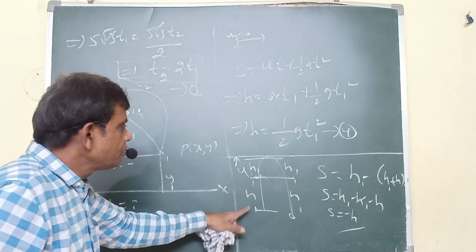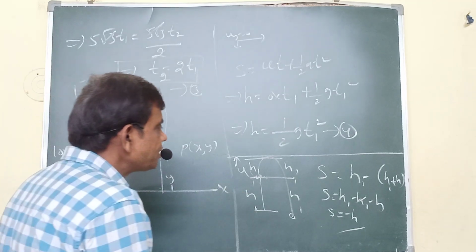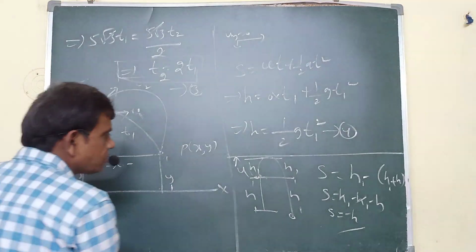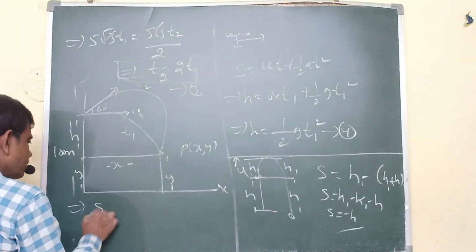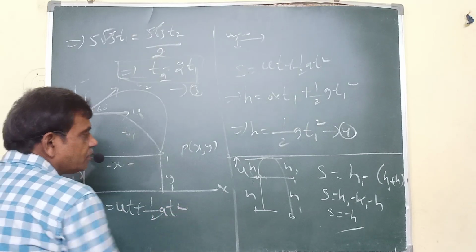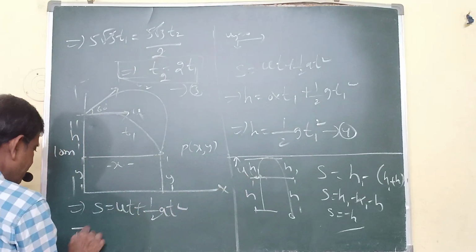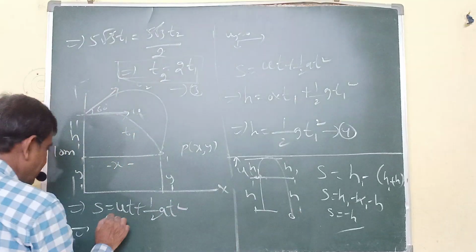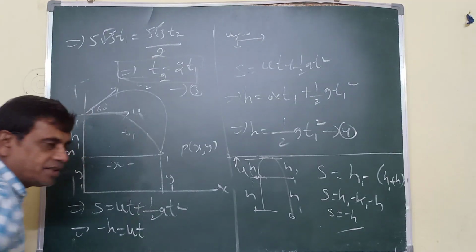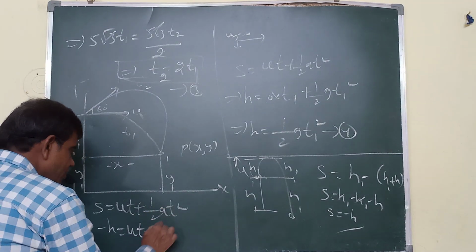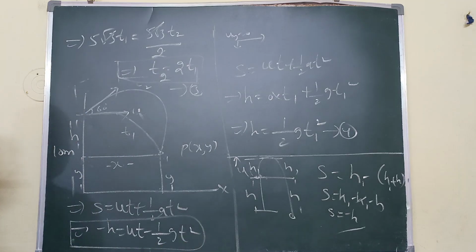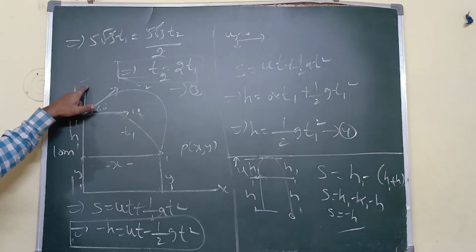Minus h. You apply this in the formula S equals ut plus half at square. What is the u? U means u only. In the S place what am I writing? Minus h equals ut. Moving upward means retardation, so a equals minus g. So minus half g t square. This formula I am applying in the case of vertically projected.